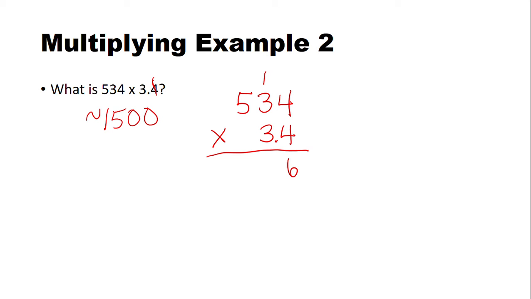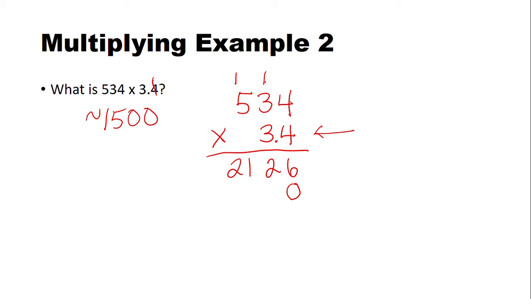So 4 times 4 is 16, carry the 1. 4 times 3 is 12, carry that 1. And 4 times 5 is 20 plus 1. There we go. And I'm going to put the 0 here. Now, last time I did put the decimal on the top. You'll see here I put it on the bottom. I just like to have the fewer digits on the second number. It's really up to you how you do that.